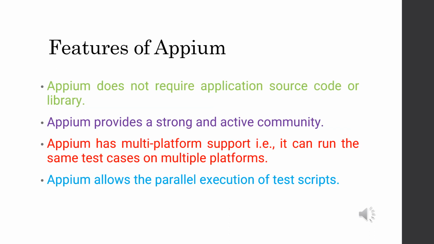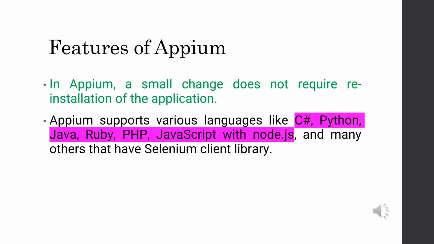Features of Appium include that it doesn't require any application source code or library. Appium provides a strong and active community, so any kind of help we can get from the community, and any type of improvements will be immediately posted there. It has multi-platform support, so we can run test cases on multiple platforms, and it also allows us to execute test scripts parallelly. In Appium, a small change does not require reinstallation of the application, so we can just use the same application. It supports many programming languages as I said earlier, and it also supports the Selenium client library.